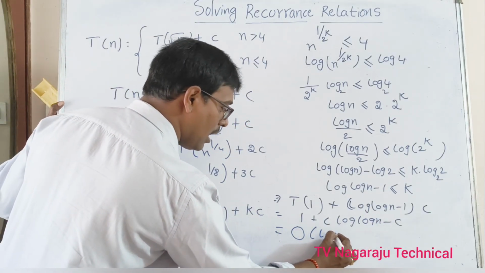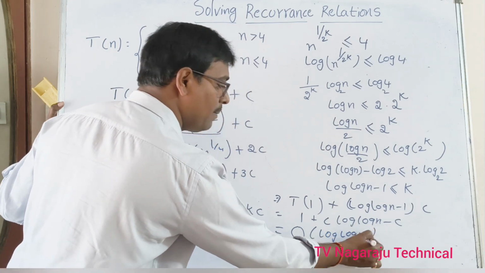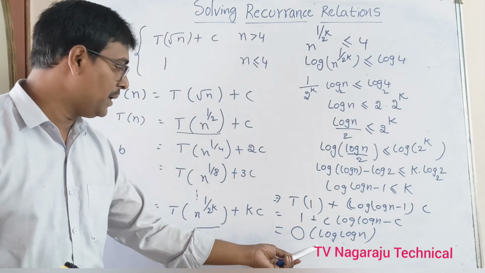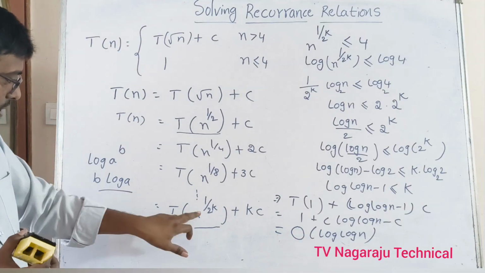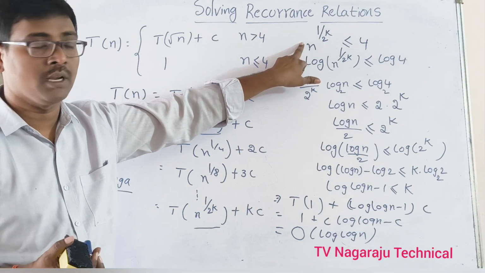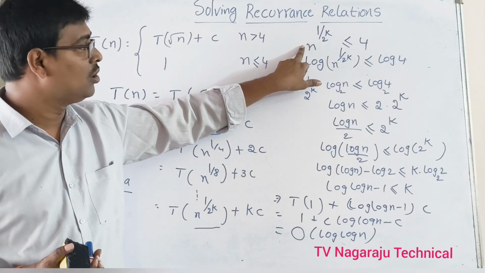Big O of log into log n. Any multiplication, addition, subtraction with constants is ignored. Simply log n. If you understand carefully, this term is equal to 1. That is my assumption if it is less than or equal to 4.